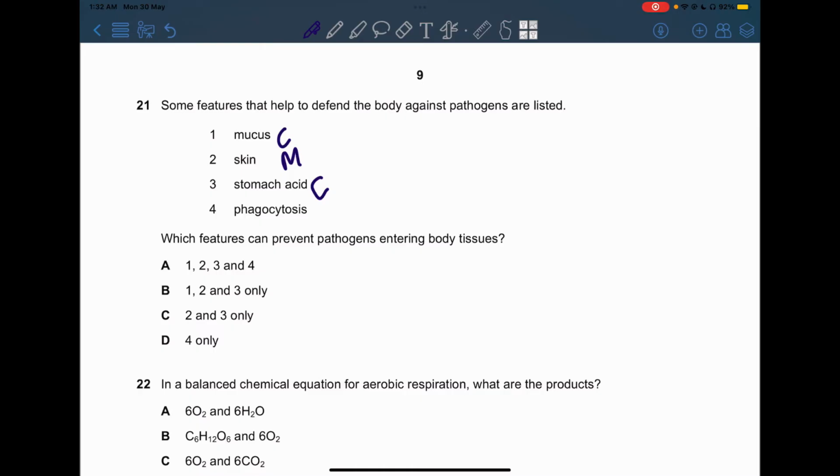Now, phagocytosis is when the pathogens are actually in the body tissues, so this will not work. This is when the pathogens are in the body and it's detected by the antibodies, and then the antibodies mark the pathogens for the phagocytosis to take place. So this is all when the pathogens are actually in the body tissues and not when they are outside the body and they are prevented from actually entering. So our answer over here will be B.